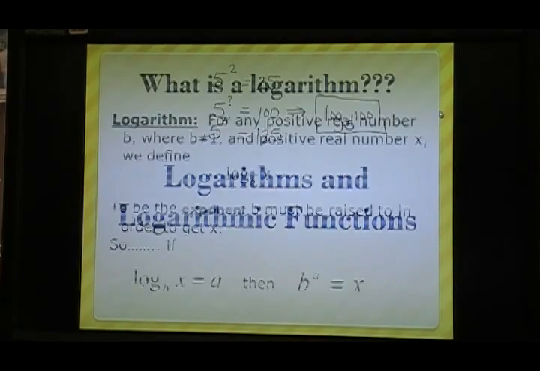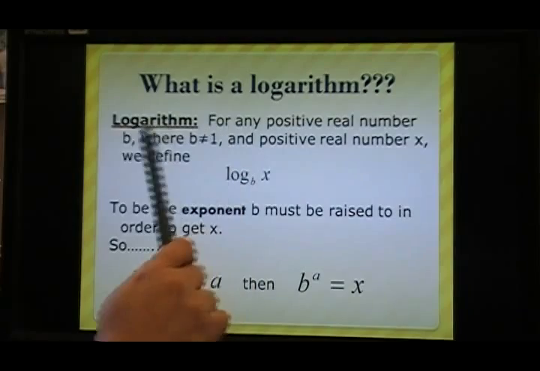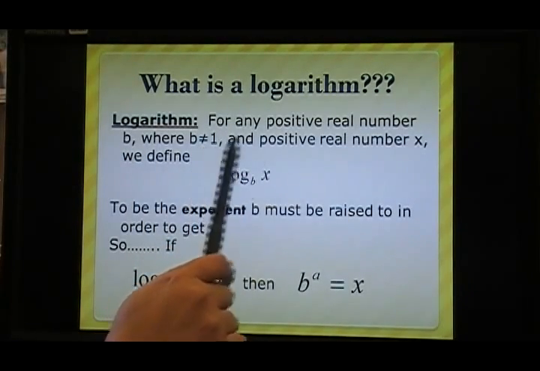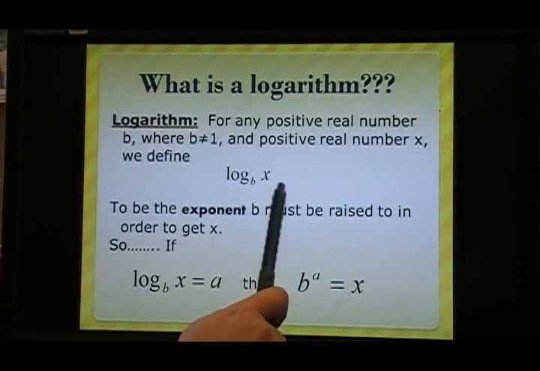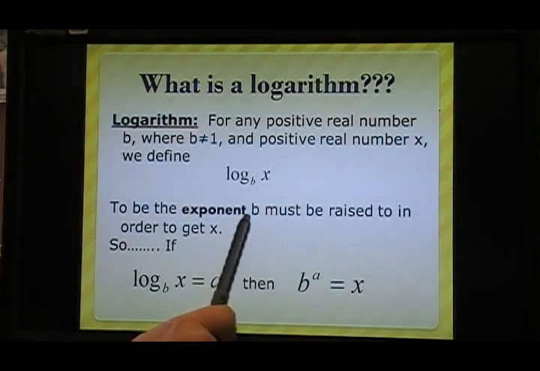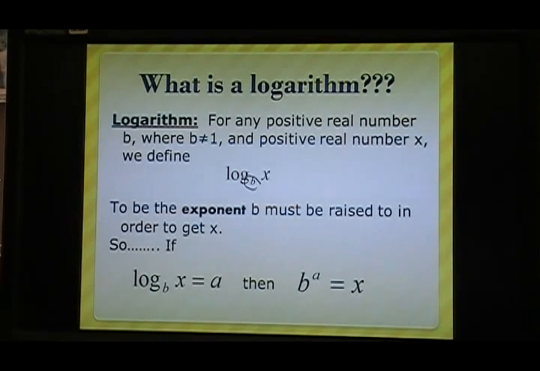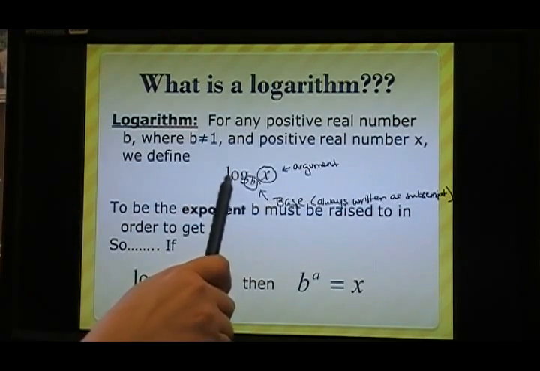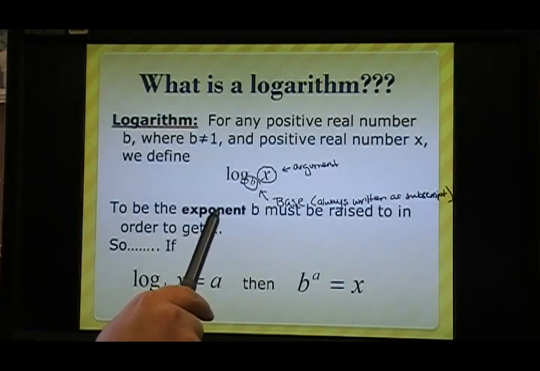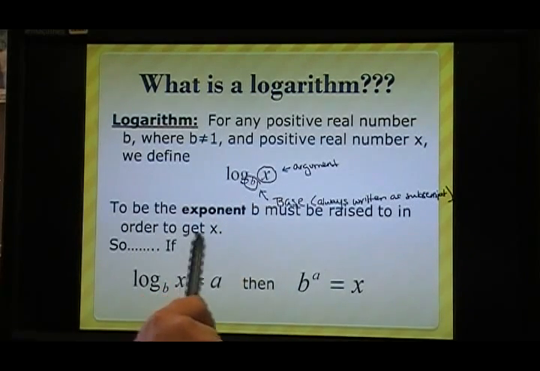So our logarithmic notation, what is a log? For any positive real number b, and b is not equal to 1, and any positive real number x, log base b of x represents the exponent that the base b, this is called our base, and our base is always written as a subscript, okay? Always, and that's very important, always written as a subscript. And x, this number here, we call that the argument of the logarithm, okay? So log base b of x represents the exponent that our base b must be raised to in order to get our argument x.